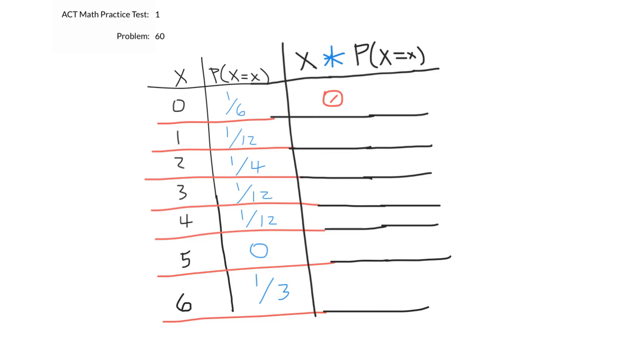1 times 1/12, well, clearly that is 1/12. 2 times 1/4, well, if you reduce that, that's going to turn into 1/2. 3 times 1/12, that's going to turn into 1/4. We have 4 times 1/12, that's going to turn into 1/3. 5 times 0, obviously, 0. And then finally 6 times 1/3, well, that's going to turn into 2.